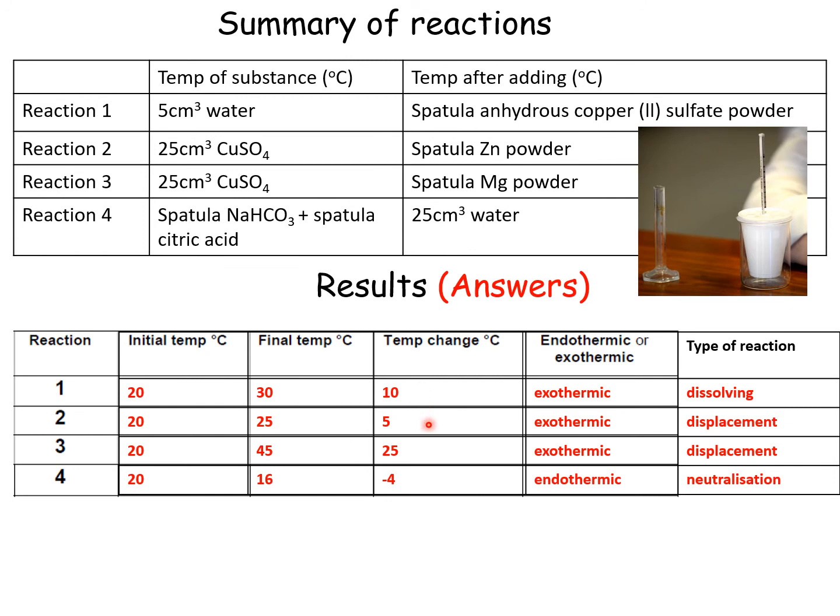So here are your answers here, and your temperature change here for your endothermic is minus, so do include your minus there. So maybe there should be brackets in these temperature with the degrees Celsius here. So we've got exothermic for the first 3 and endothermic, and that's because it feels colder, the temperature has dropped here, so it's endothermic. The type of reaction here: dissolving, displacement, and neutralization.